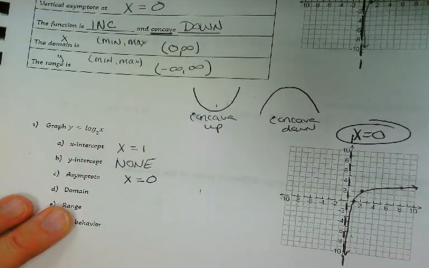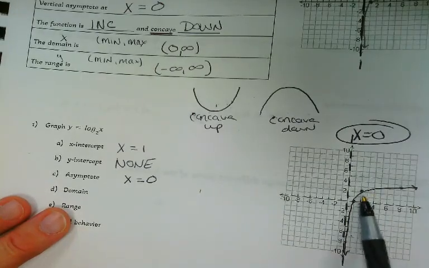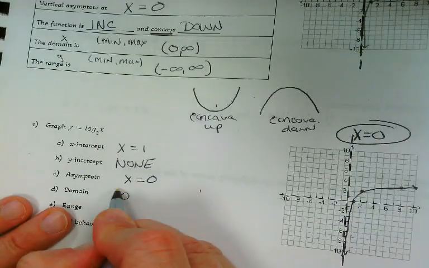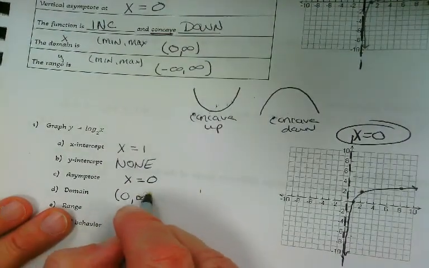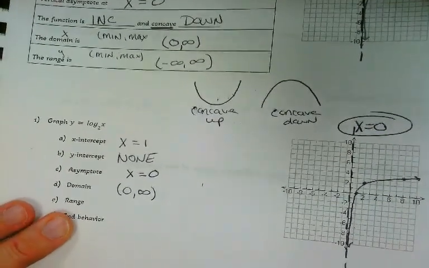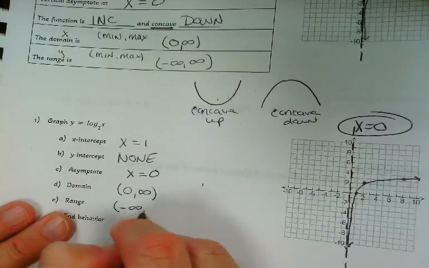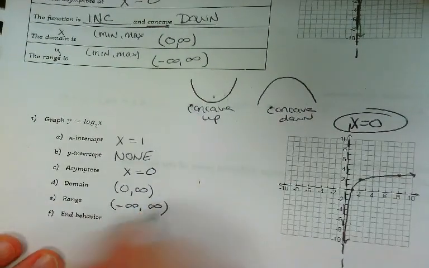Okay, our domain, we have to say x min to x max. So how far to the left can this graph go or get close to? 0. Does it actually hit it? No, so parenthesis, 0 to infinity, it's going forever. The range, so now we're looking at the y values, how low does it go? Negative infinity, and it keeps going up forever, so it's going up to positive infinity.